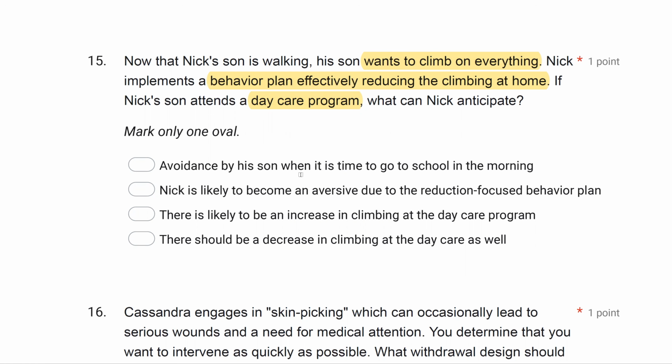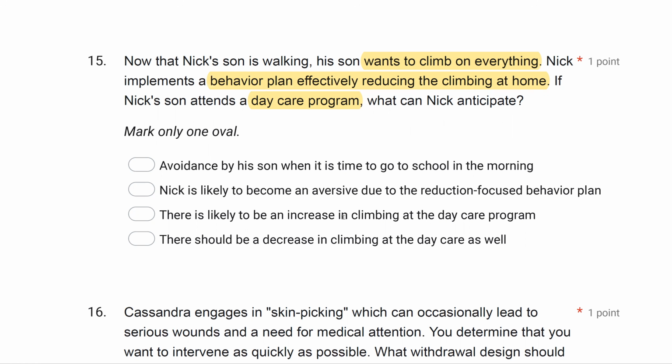A, avoidance by his son when it is time to go to school in the morning. There's no indication he's going to start avoiding daycare just because we're reducing climbing at home. B, Nick is likely to become an aversive due to reduction of focused behavior plan. No, not necessarily. Nick might be using some sort of differential reinforcement procedure. We don't know what Nick's plan is, but there's no sign that Nick's going to become an aversive just because he's reducing behavior.